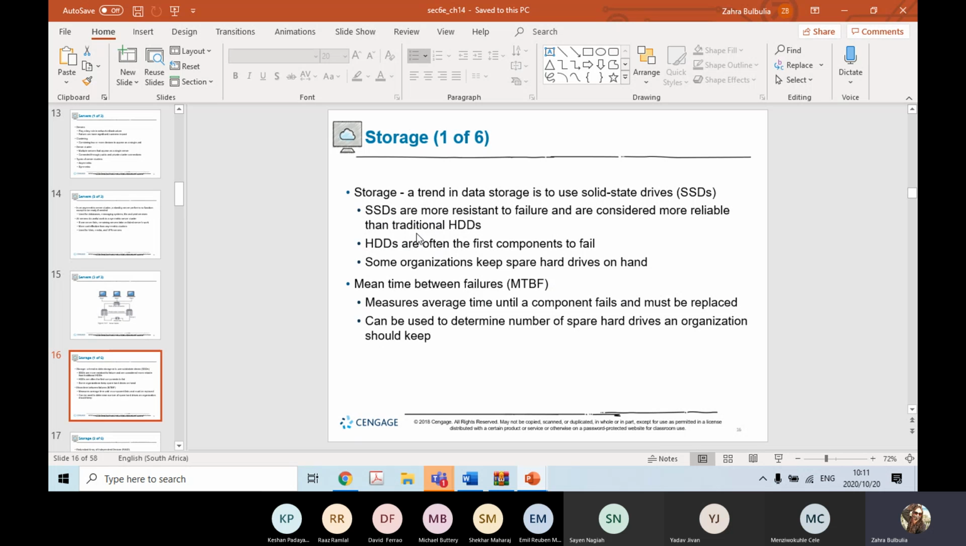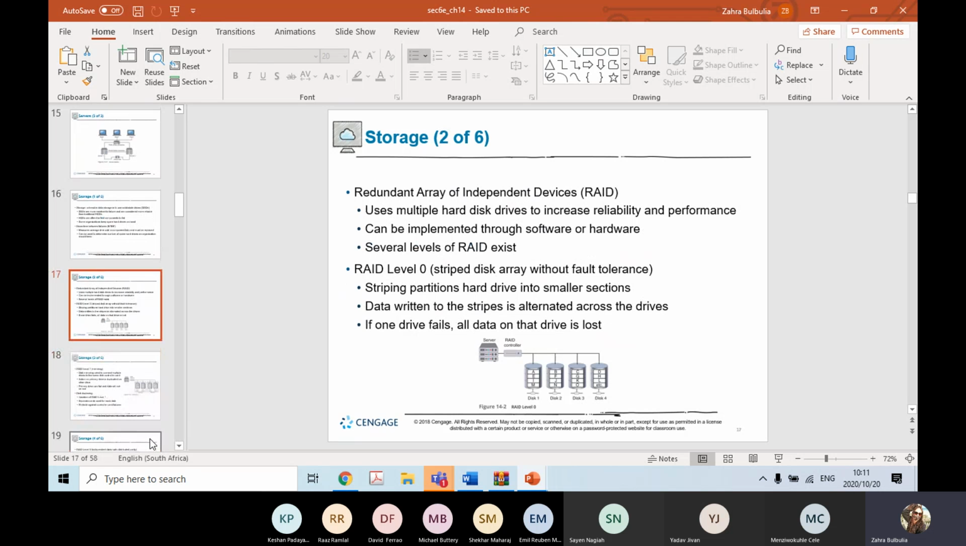Storage, well, solid state drives are used very often. They are more resistant to failure and more reliable than traditional hard disk drives. Hard disk drives are often the first components to fail, and some companies keep spare hard drives on hand. Mean time between failures measures the average time until a component fails and must be replaced, and can be used to determine the number of spare hard drives an organization should keep.